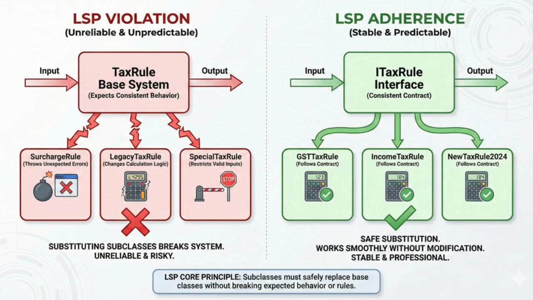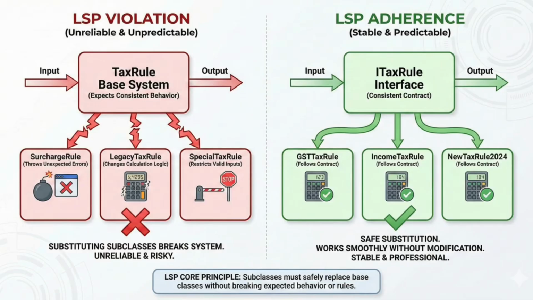Tax calculations and business rules, Liskov substitution principle. In banking, finance, or government systems, tax rules and business policies frequently change. Different types of tax rules may exist, such as income tax, GST, VAT, surcharge rules, and yearly policy-based taxes. These tax modules usually inherit from a base tax rule class or implement a common tax rule interface.